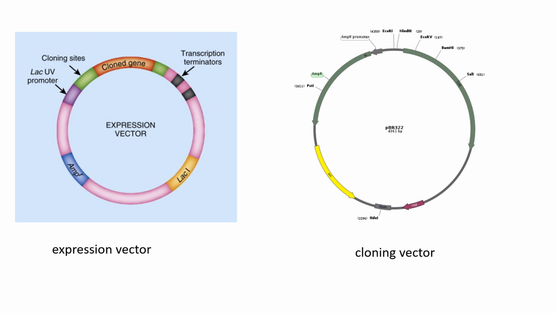Differences between cloning vector and expression vector. A cloning vector is used to acquire multiple copies of the foreign DNA fragment, whereas an expression vector is utilized to acquire the gene product, which might be RNA or protein, of the DNA.